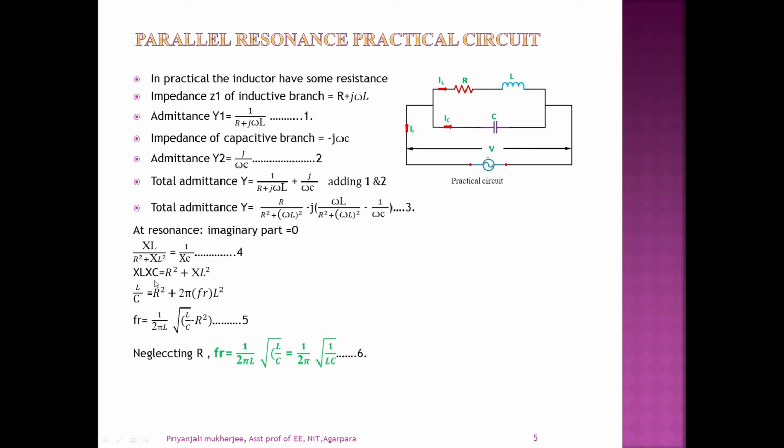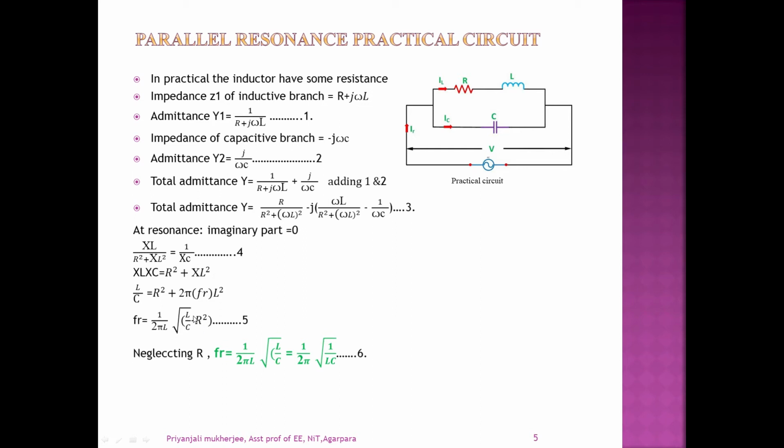XL is equal to 2 pi FL and XC is equal to 1 by 2 pi Fc. From this equation, we can write L by C equal to R square plus (2 pi Fr L) square. Or we can find out the value of Fr, and that becomes 1 by 2 pi into root over of (1 by LC minus R square by L square).